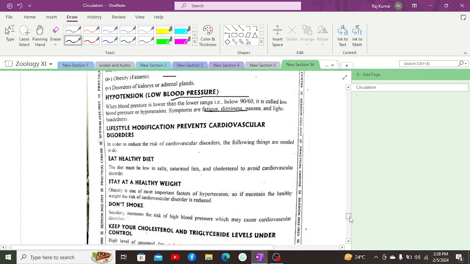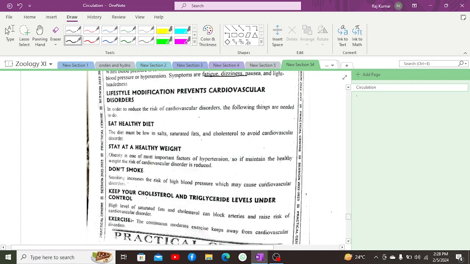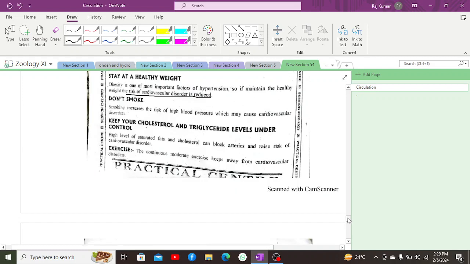Moreover, when it comes to lifestyle modifications for preventing cardiovascular disorders, these are to eat a healthy diet which is low in salt, saturated fats, and cholesterol, as well as stay at a healthy weight. By maintaining a healthy weight, the risk of cardiovascular disorder is reduced by decreasing obesity, because obesity is one of the most important factors of hypertension, which we need to be concerned about.